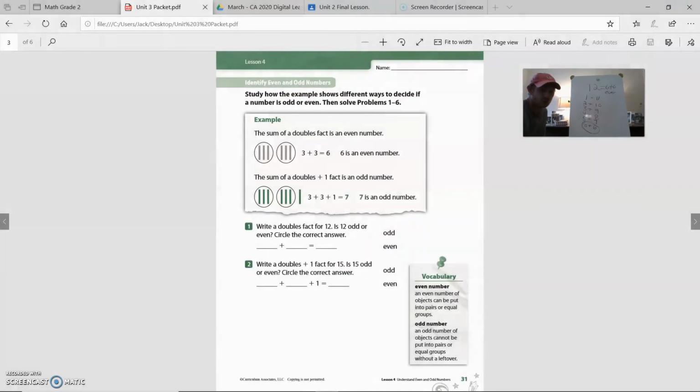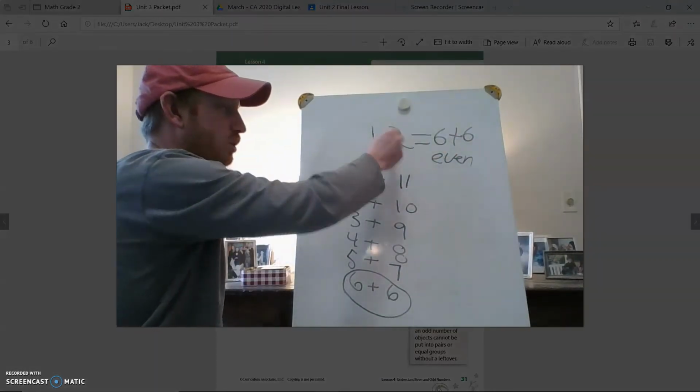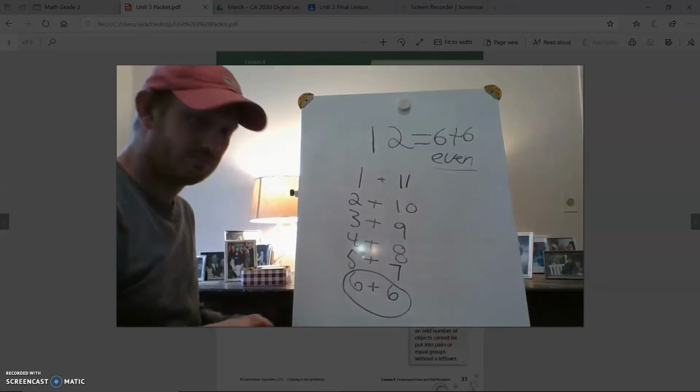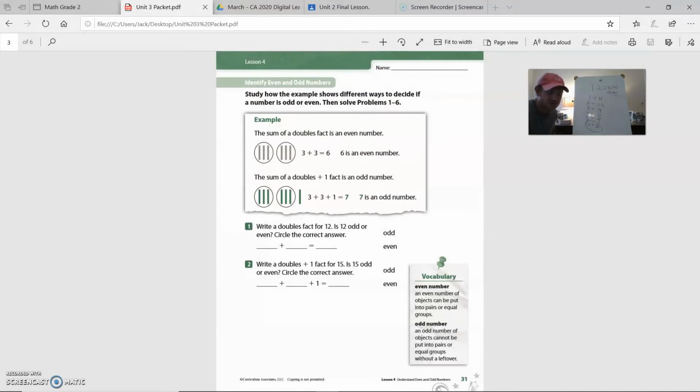So we're going to go back to our packet. And for number 1, you have 6 plus 6 is 12, and it's even. Let's move on to the next problem. Number 2 says, write a doubles plus 1 fact for 15. Is 15 odd or even? Circle the correct answer.